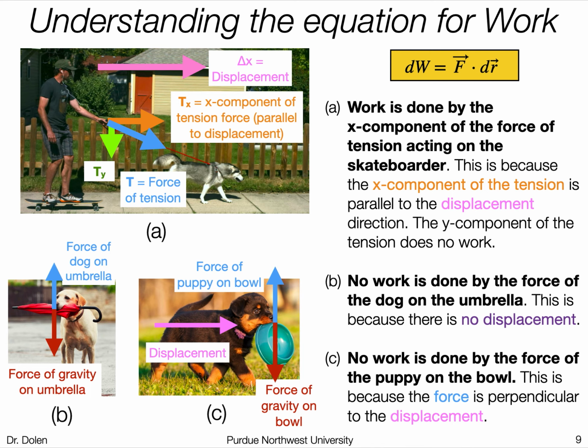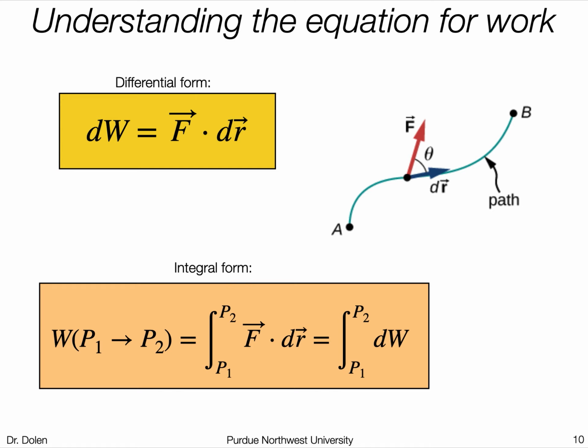Okay, so that was the differential form of our work equation. Now let's talk about the integral form. As we move along this path, we could figure out for each tiny little step how much work was being done for that tiny step using our differential form of the equation. And so if we wanted to figure out the total work done along this entire path by this force, we would just integrate that differential form, right?